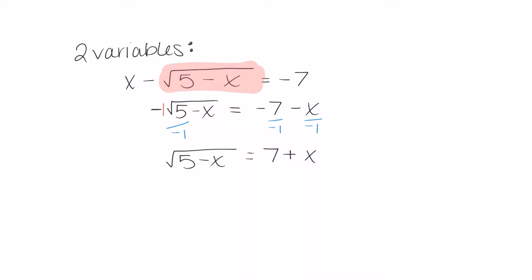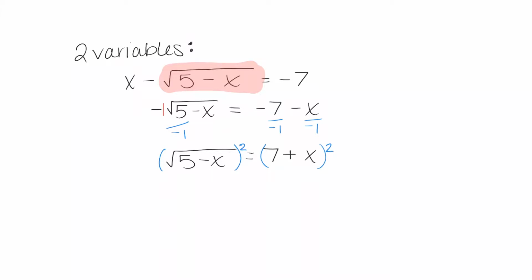So I've isolated my radical. Do you see how my radical is all by itself? There's nothing else over here on the left side of the equal sign. Now, the second move is to square everything. And when I say that, I mean it. So put brackets around this, square it. Put brackets around this, square it.